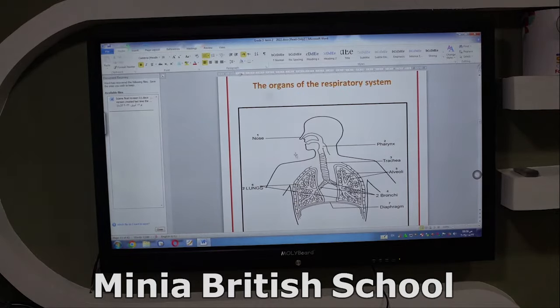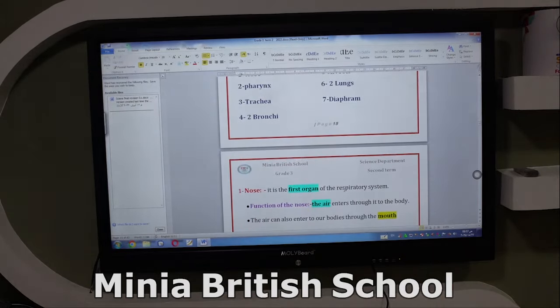The first organ in the respiratory system, nose, pharynx, trachea, two bronchi, alveoli. These small circles are called alveoli. Two lungs, and finally the diaphragm. You have to look at the arrow. Here we are in the alveoli. Look, these small circles.